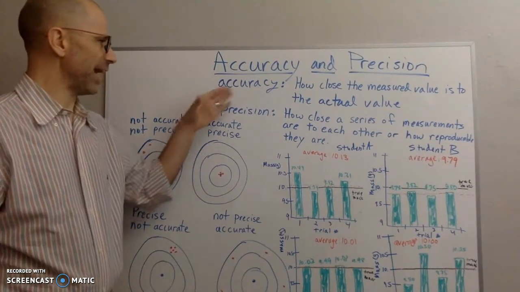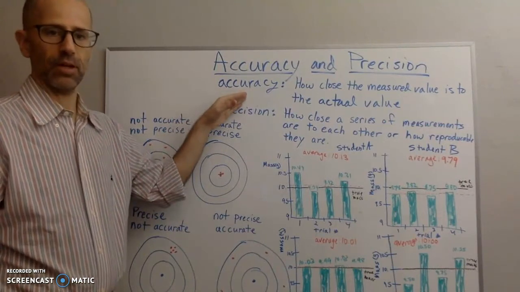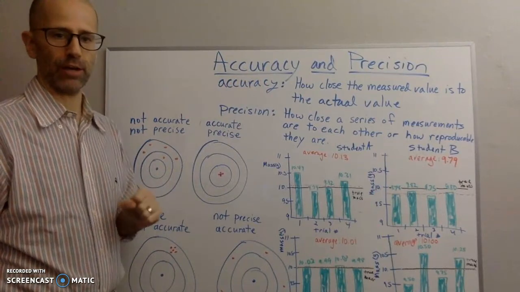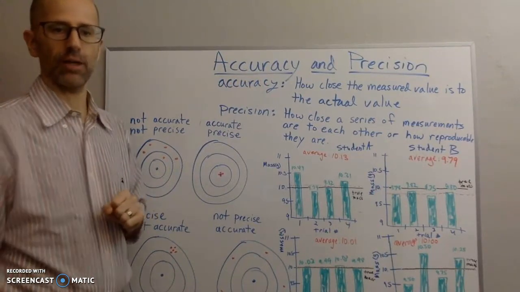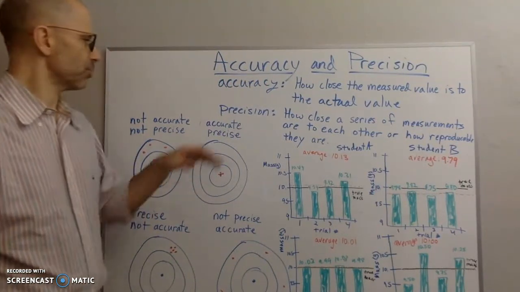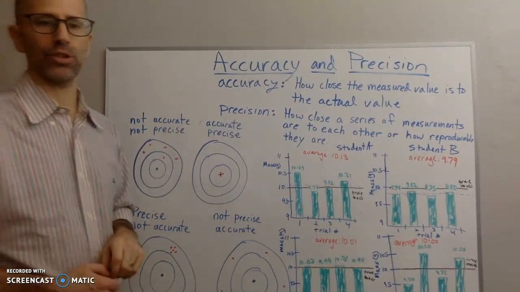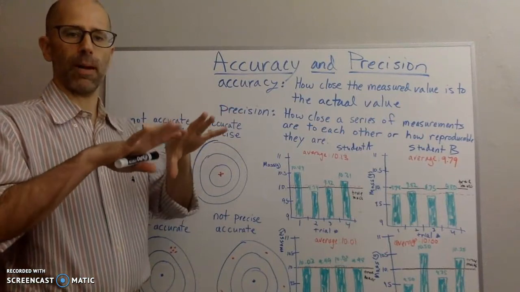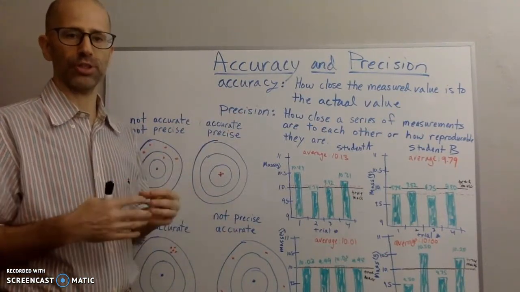So that's accuracy. So if you're close to the actual value, you're accurate. If you're far, you're inaccurate. Precision, however, has to do with how close your measured values are to each other.